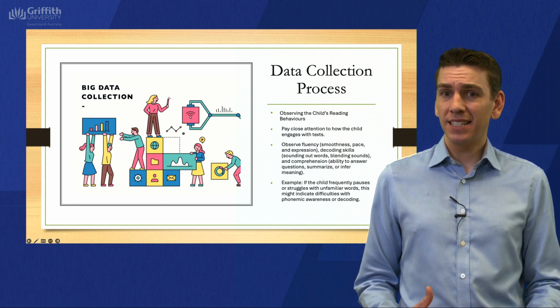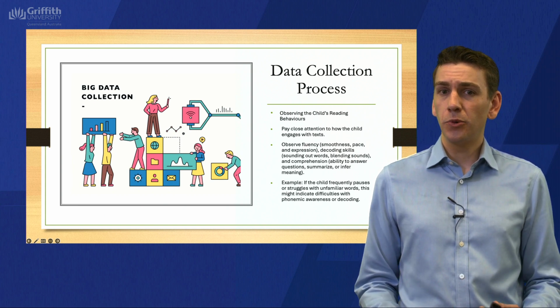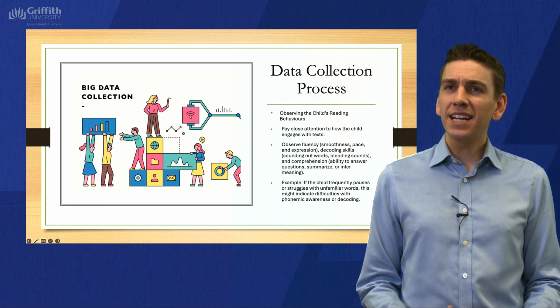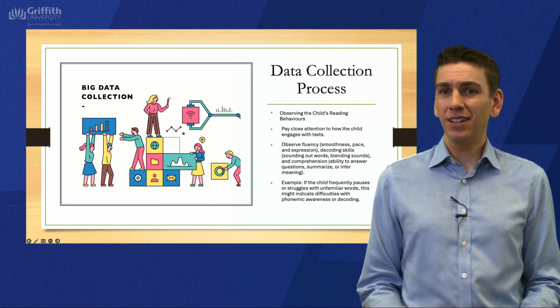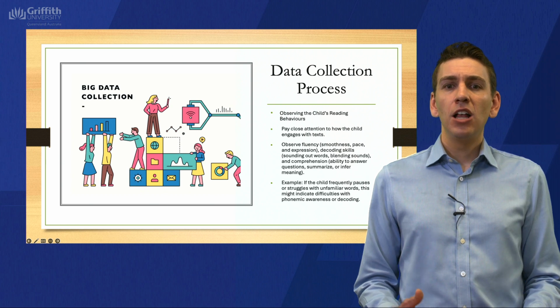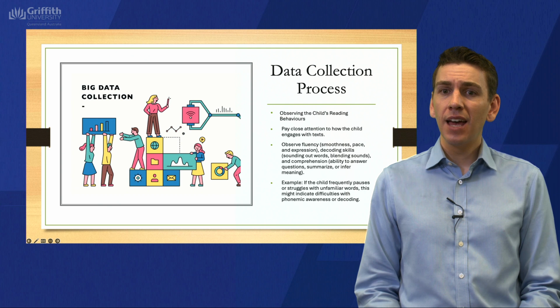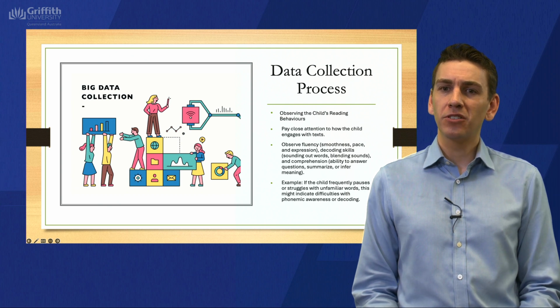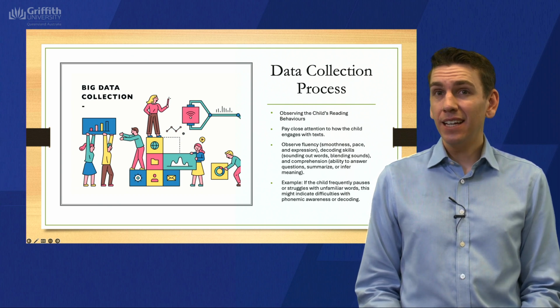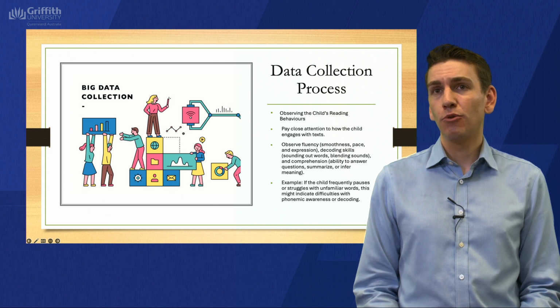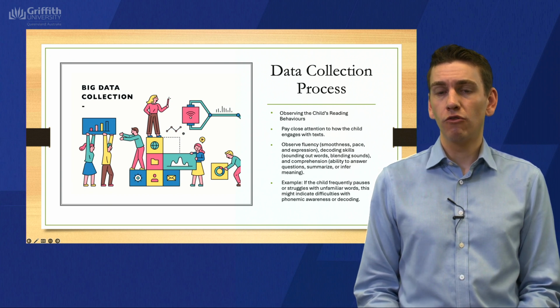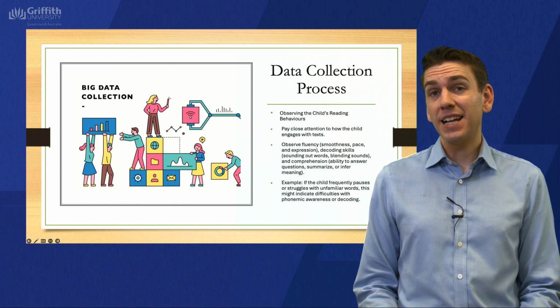So if a child's hesitant or stumbling over unfamiliar words, what does that indicate in terms of their phonemic awareness and decoding? Look for those patterns, because that will help you to understand that child's strengths as well as areas for growth. That will be key when you select appropriate teaching strategies later on in your report. So keep going with that data collection.